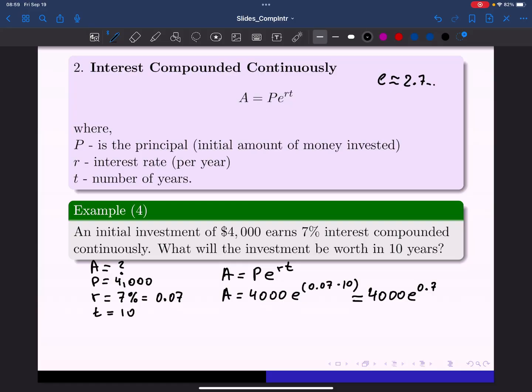On your calculator, look for the button e to the x. Probably you need to use the second function to type e to the x. If we do it, then the amount is 4,000 times 2.013752. When I multiply this times 4,000, I'm getting that the final amount is 8,055.01.